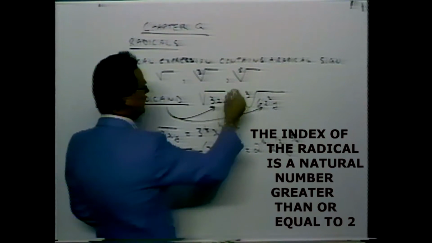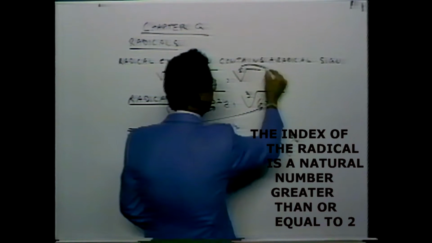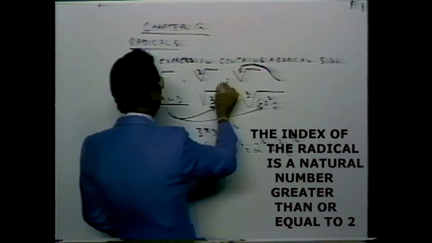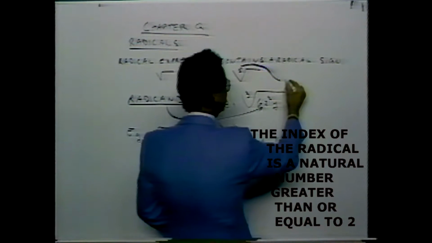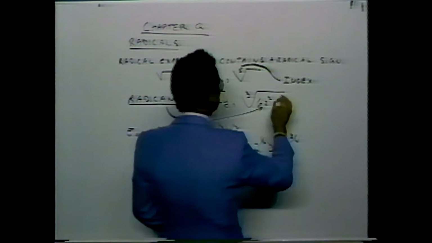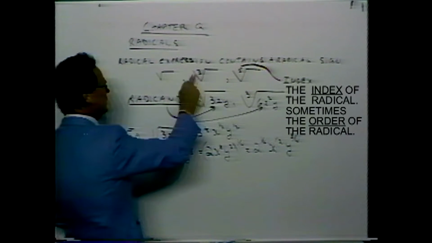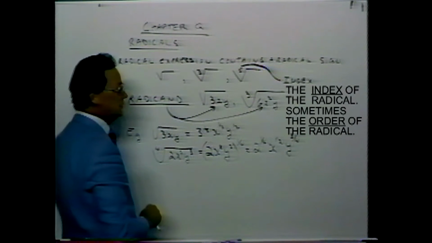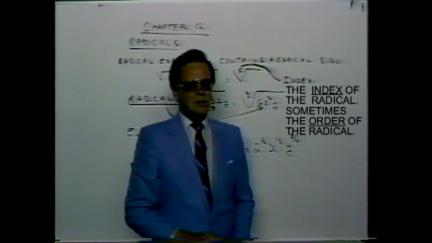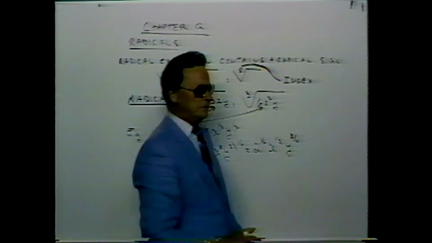So the number in the v of the radical sign, which represents the order of the root, is also called the index of the radical. So the index of this radical is 5, the index of this radical is 3, and of this one is 2. An entire radical expression has all terms or factors under the radical sign.